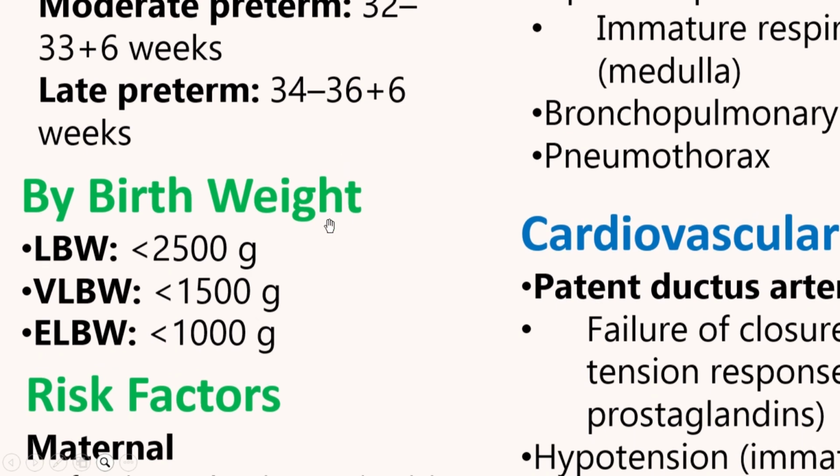Then we have another classification that is very, very important, and that is the classification by weight. What makes this important is the mortality association with the extremely low birth weight infant, the ELBW. For infants less than 1,000 grams, even in developed countries, the mortality is as high as 71%. And this is something that we're going to heavily look at in this video.